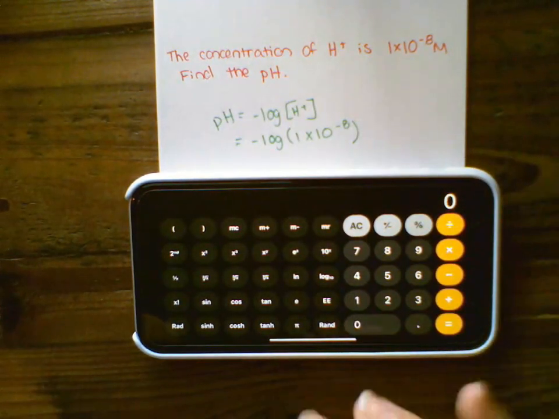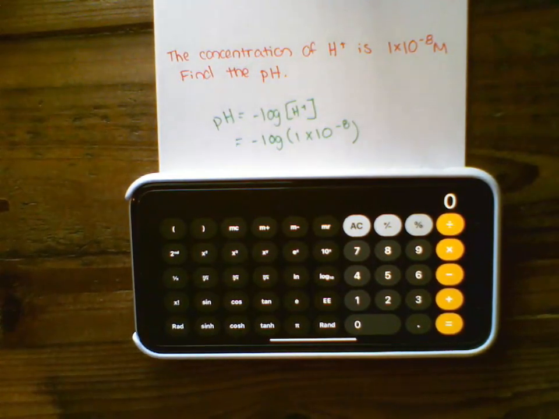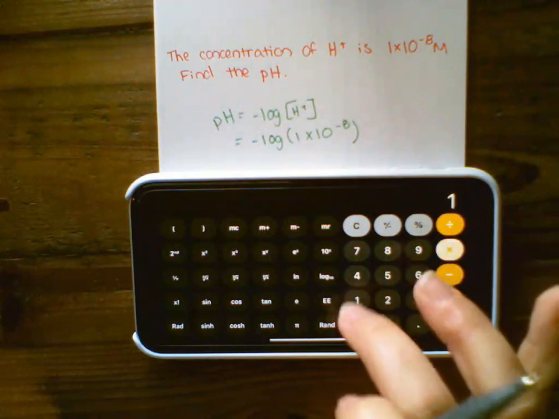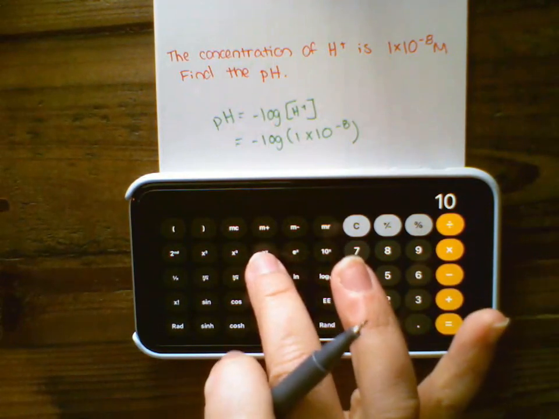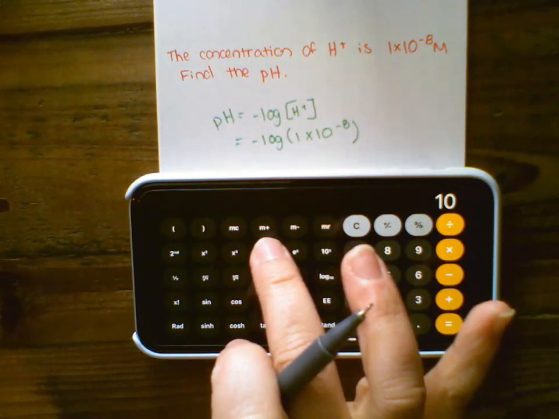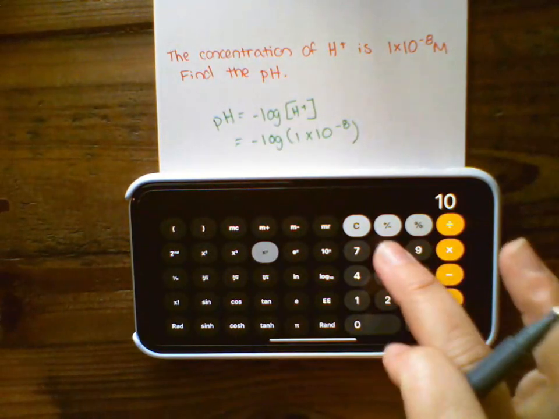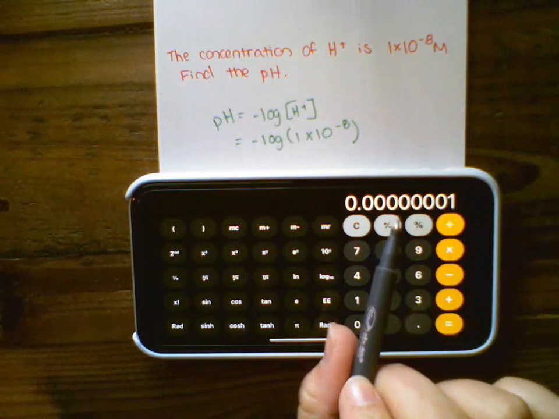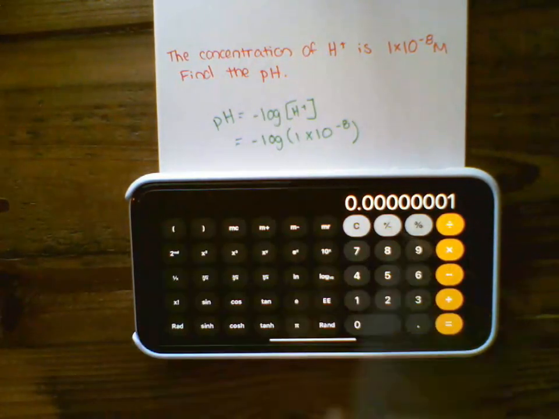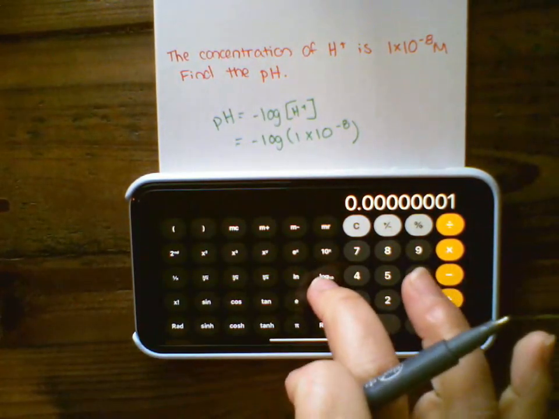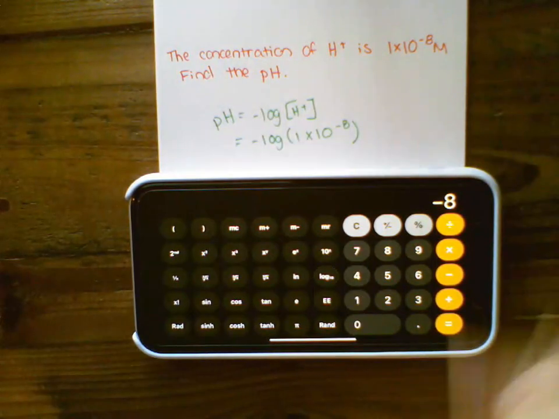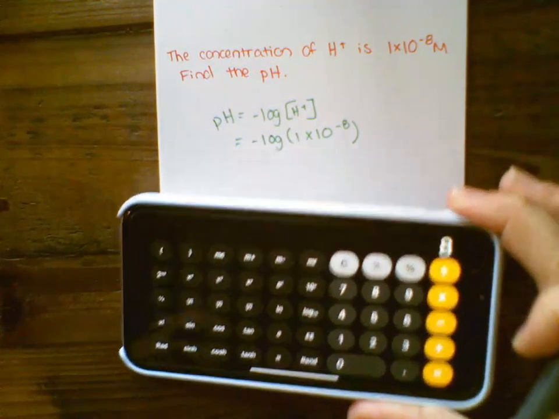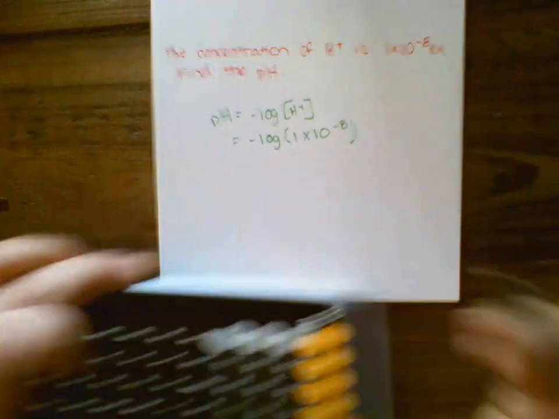So let's just fix that really quick, get another opportunity to practice with the calculator. So here's 1 times 10. And then we're going to use the x to the y button because we want 10 to the negative 8th. And then we want to do 8 negative. So there's 10 to the negative 8th. Now I need to take the negative log of that number. So I'm going to use my log button. And then it's negative, so we switch the sign. So that gives us a pH of 8. Okay.